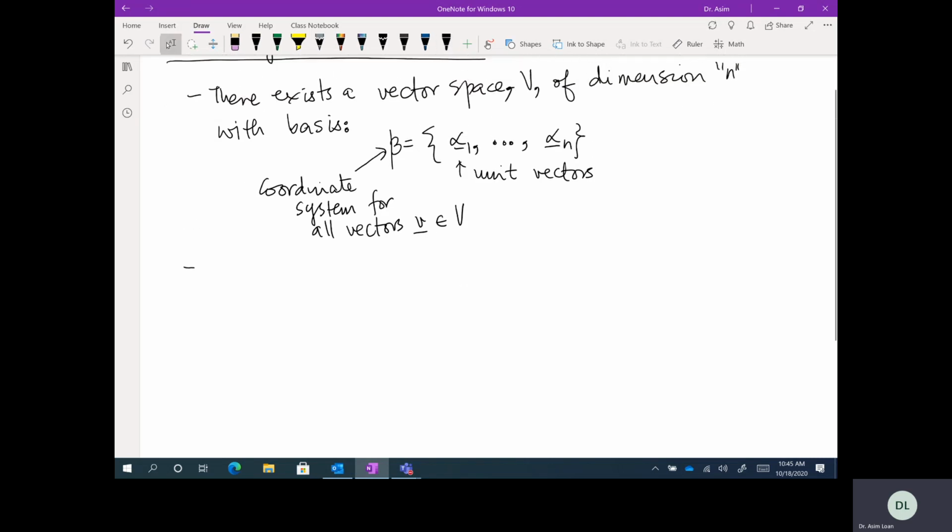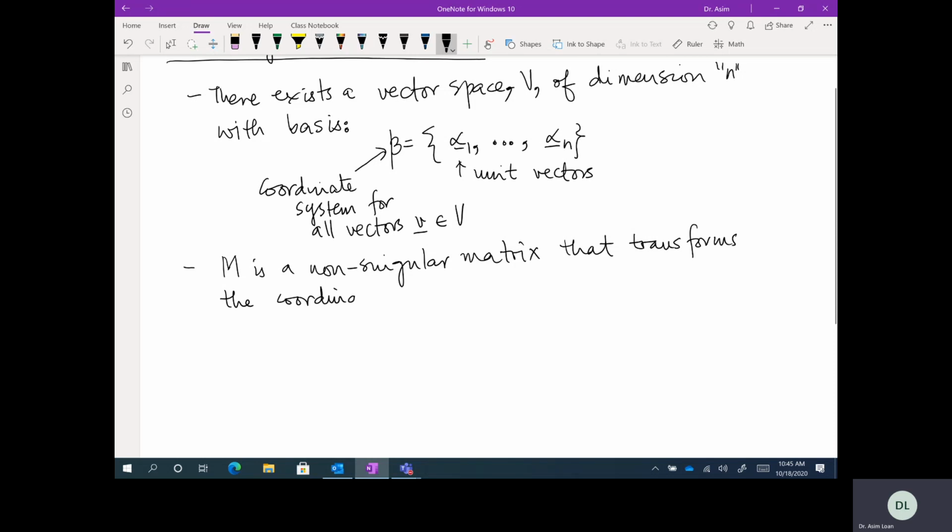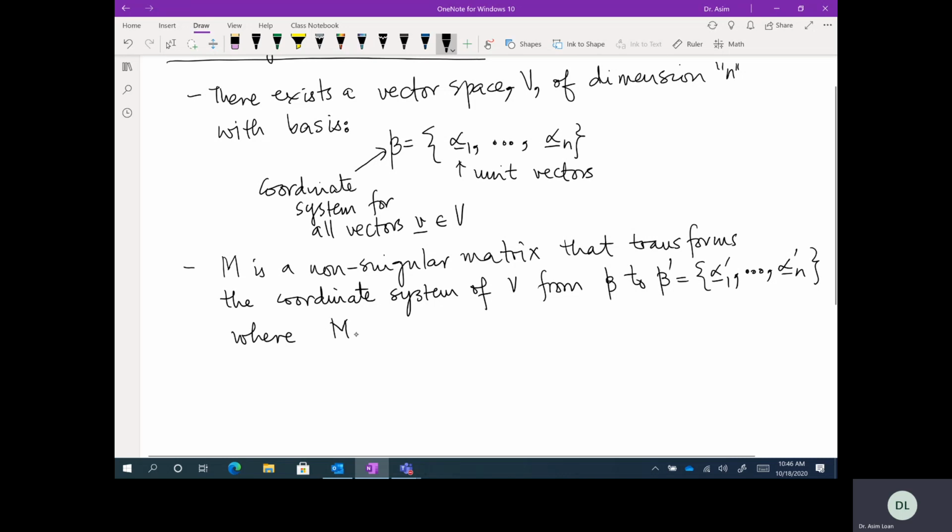M is a non-singular matrix that transforms the coordinate system of V from beta to beta prime, which is a set of these n vectors, where alpha i prime is simply M times alpha i.